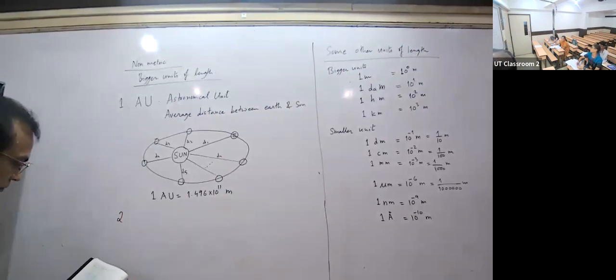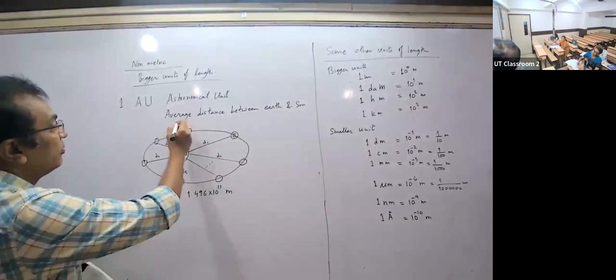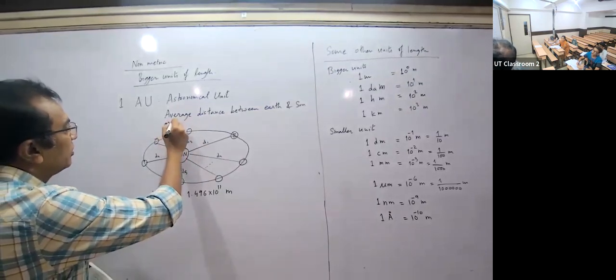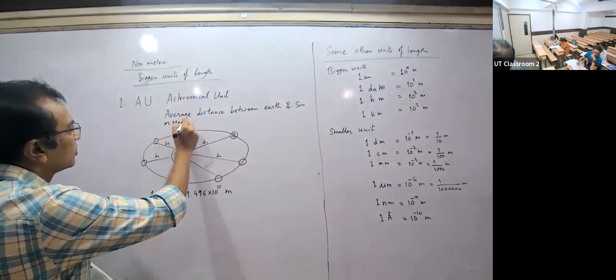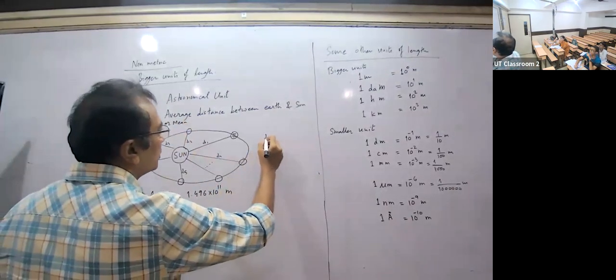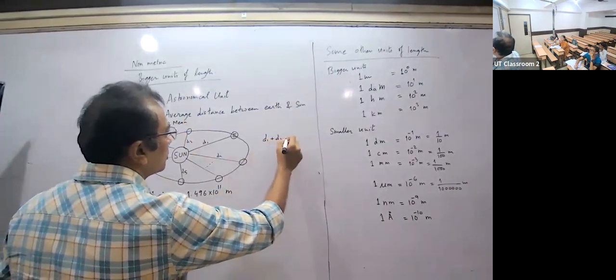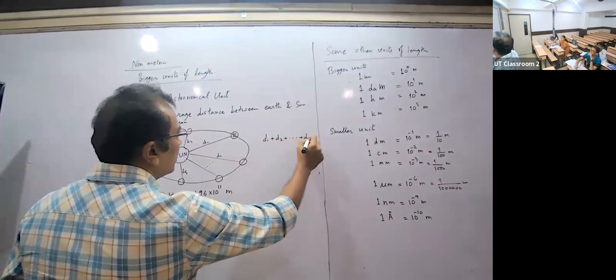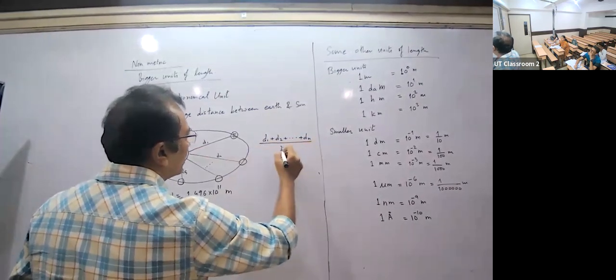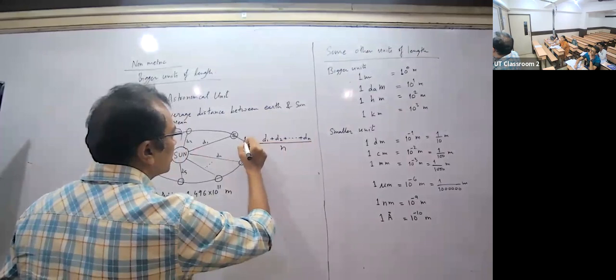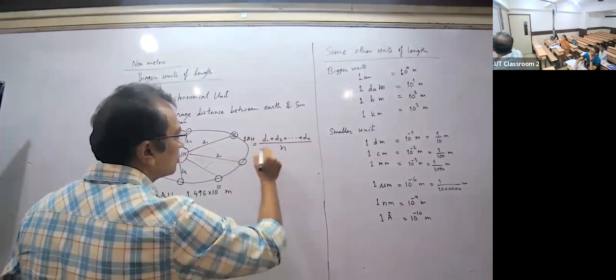Second, average is also called mean. In your book, average or mean, it's one and the same thing. So you know how to calculate the mean: D1 plus D2 plus D3, N values, divided by N.